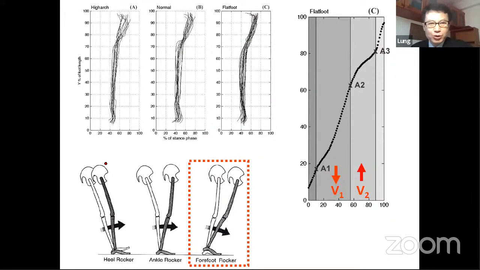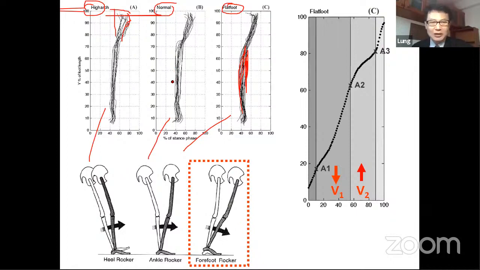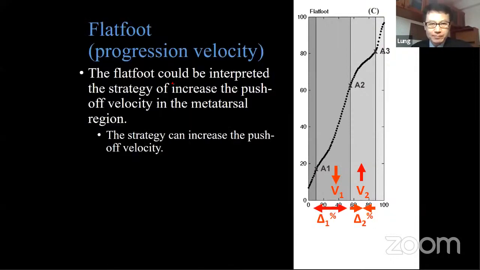Here, you can see the left one is the flat foot. This one is the normal foot. This one is a high arch. Sorry, this is the high arch, this is normal, and this is the flat foot. After that, we will know the difference. You will see the flat foot is always in the middle, and the high arch has a wider one. Then we will see how it differs in the center of pressure.